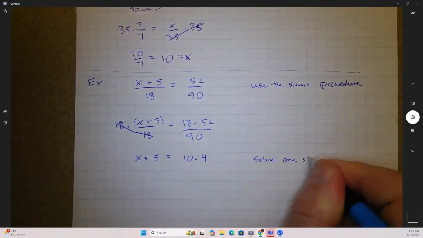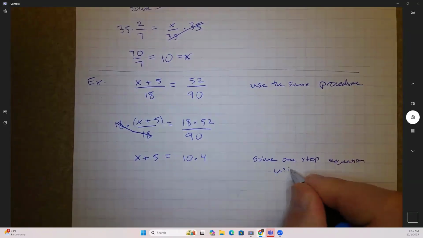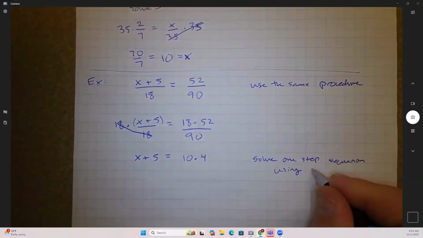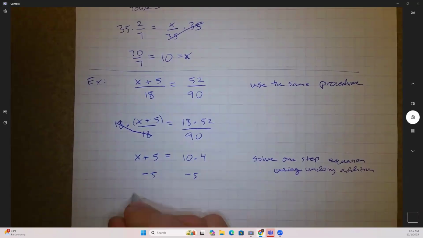Well, now I got to solve a one-step equation by undoing addition. All right, so I subtract 5 from both sides, and I have x equals 5.4.